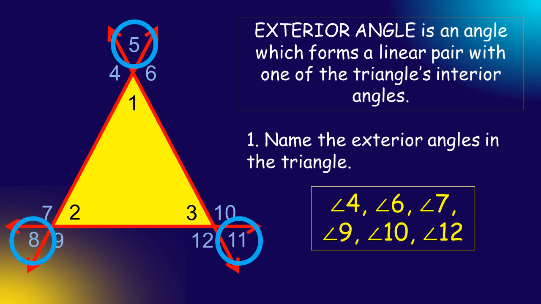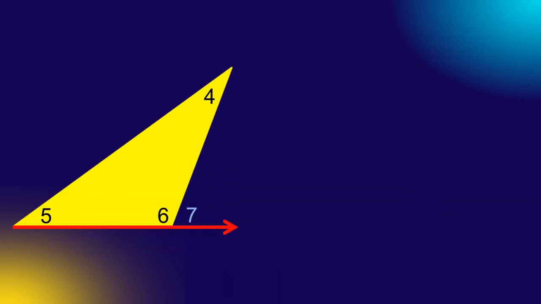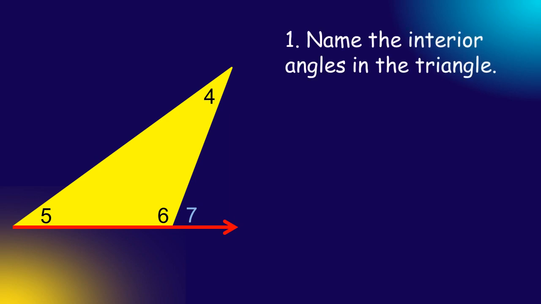So meaning to say, the exterior angles are the angles that will form a linear pair with the triangle's interior angle. Yung makakabuo lang ng straight line. Let us consider this given. Name the interior angles in the triangle. Very good. The interior angles are angle 4, angle 5, and angle 6 because they are the angles inside the triangle.